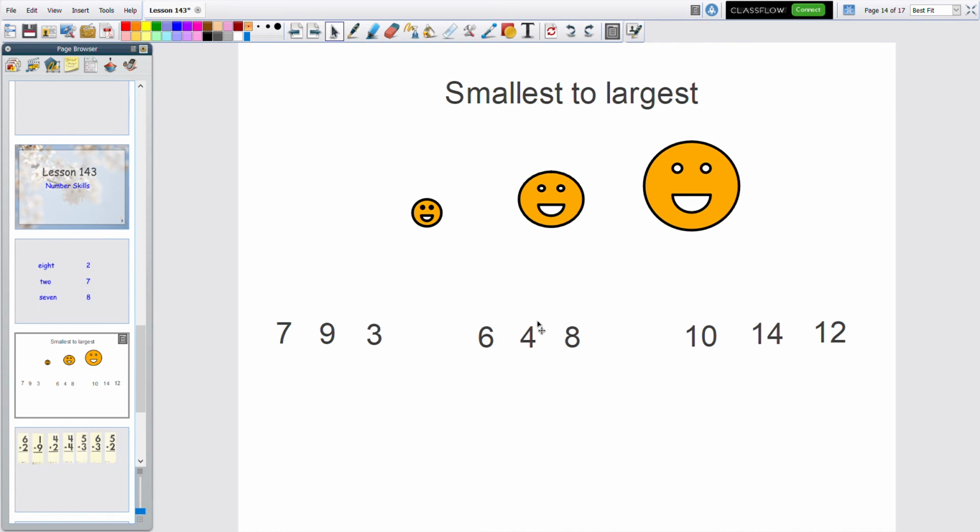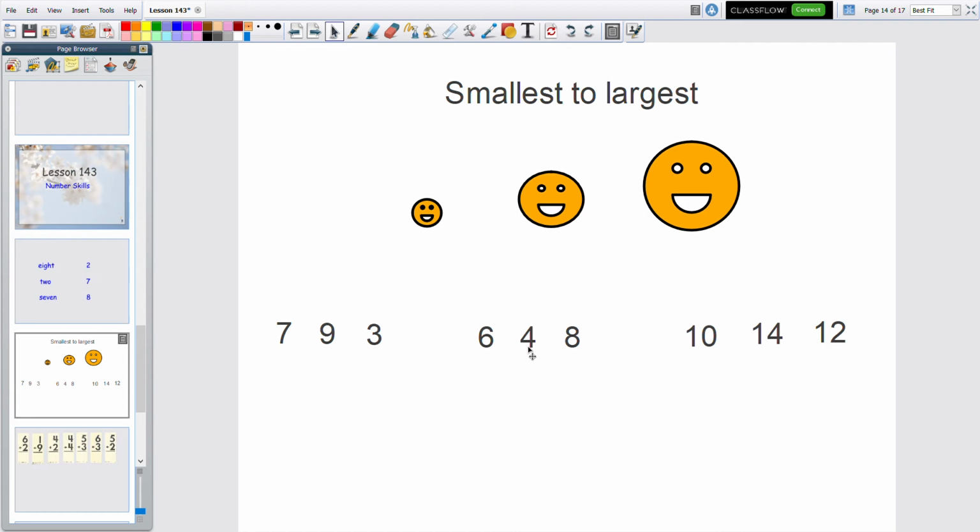Okay, let's go down to the next one. We have a 6, a 4, and an 8. Which one's the smallest? Like the small smiley face. You say 4? That would be right. What's the next one? Well, let's see. Look at these two. Which one's the smallest of them now? 6 or 8? 6 would be the next one. And then 8, of course, is the biggest. So as we count, 4, 6, 8. Very good.